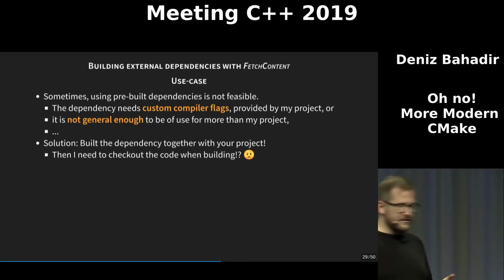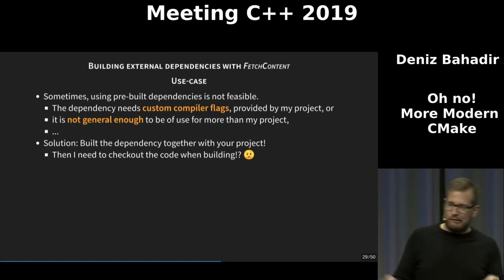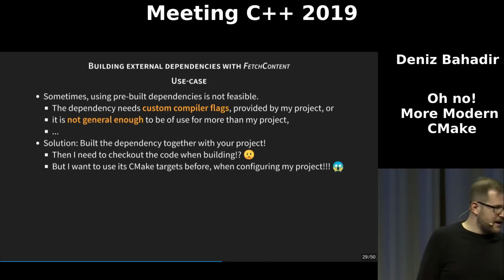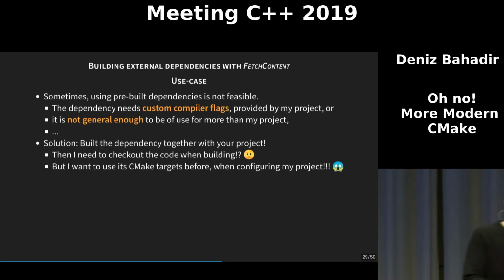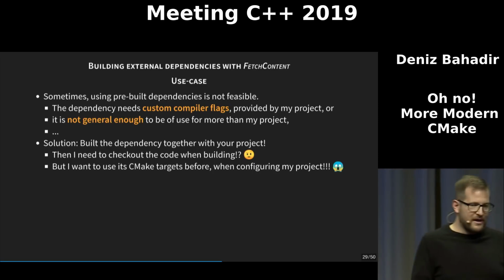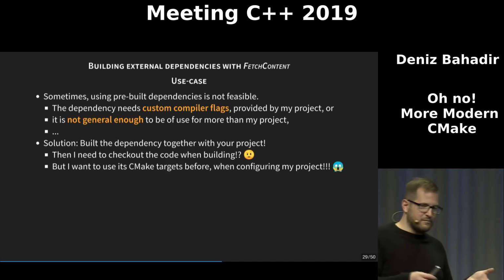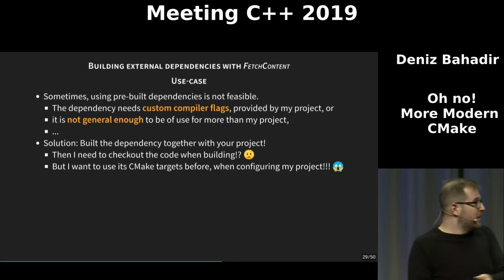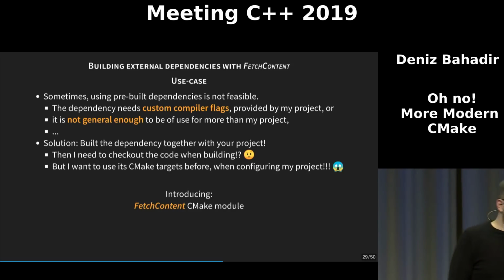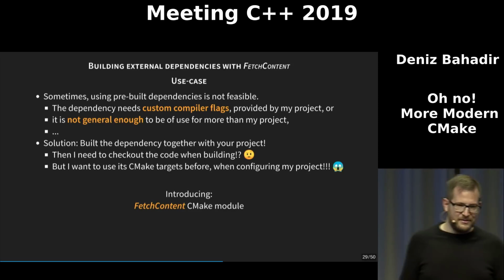Then you might say, okay, so I have to check out the code maybe while I'm building. Okay, but wait, I want to use some of these targets that are coming from the project maybe while I'm configuring. But when I'm doing that while building, that means during compilation. That's after I run CMake. So how should I do this? And to the rescue comes the FetchContent CMake module.